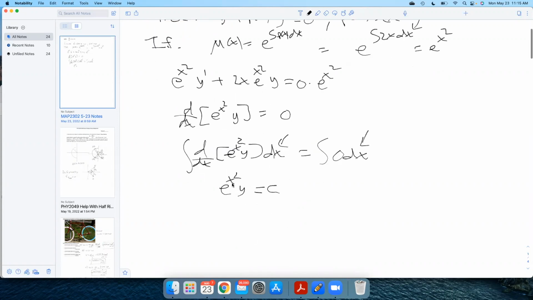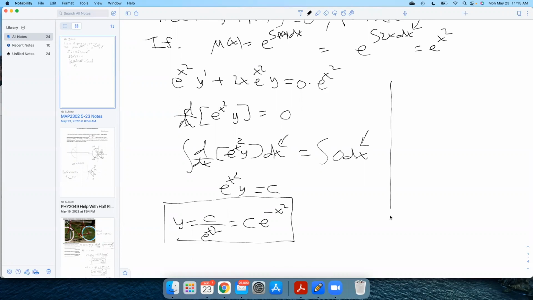Now we want to solve that for y. So we want to divide this guy over, or I could think of this as c over e to the x squared, or multiply both sides by the same thing with a negative exponent. That's c e to the negative x squared. These mean the same thing. Okay, we could also have solved that one as a separable DE.